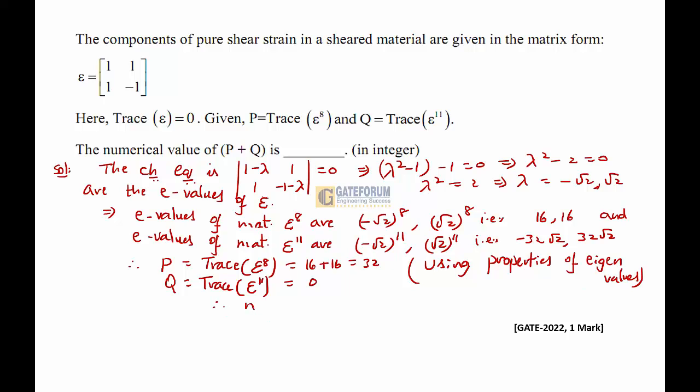Therefore the numerical value of P plus Q is 32. So the answer is 32. This is the end of the question.